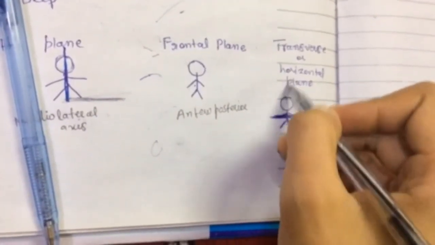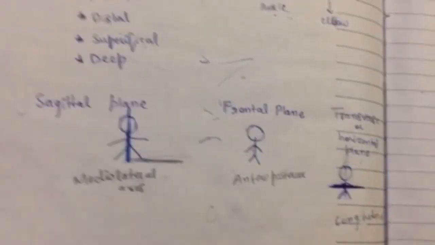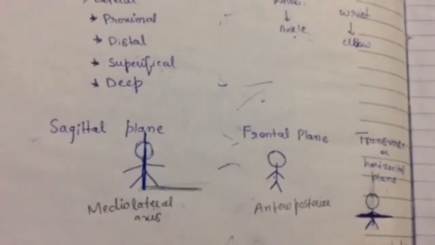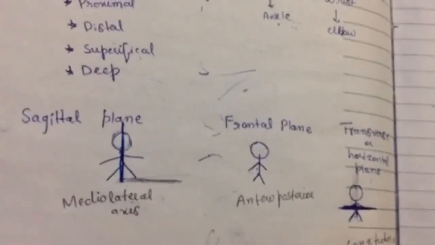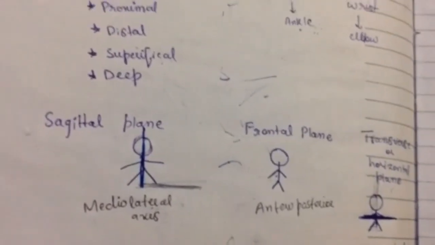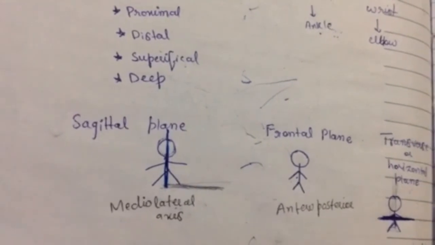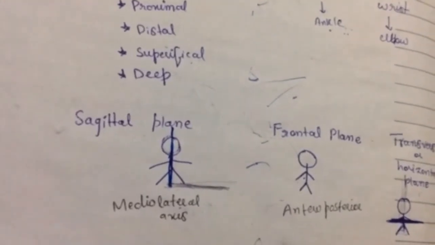In the transverse plane, this is an easy way. This is the longitudinal axis, because these lines are horizontal, and we make a vertical or longitudinal line, so this makes 90 degrees.